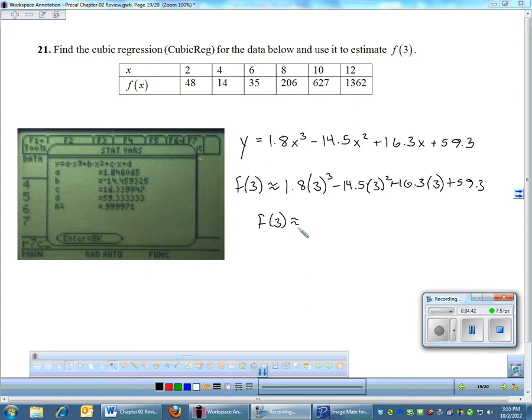Okay, and I got 26.3 when I plugged 3 into the equation, which makes a little bit of sense, because at 2 I was at 48, and at 4 I was at 14. So at 3, 26.3 makes a little bit of sense.